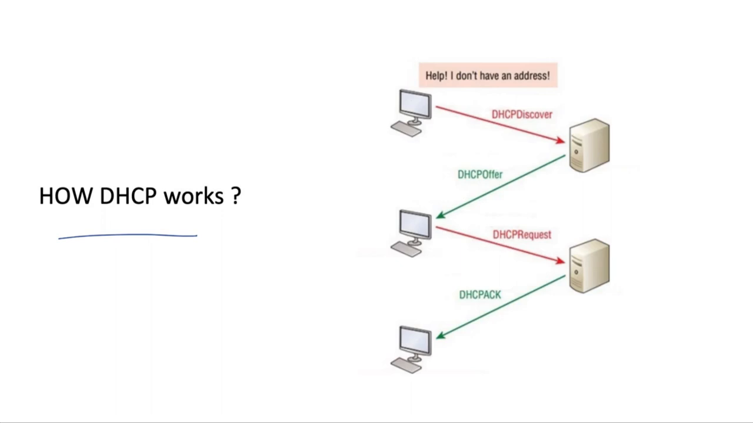So first, the client that doesn't have any IP address sends a request called DHCP discover. It says that I do not know what my IP address is. So here the source IP address will be just 0.0.0.0, right? And the destination IP address will be 255.255.255.255, which means it is saying that I want to broadcast this and I don't know my address. So this is the source IP address, this is the destination IP address, and this message is called DHCP discover.